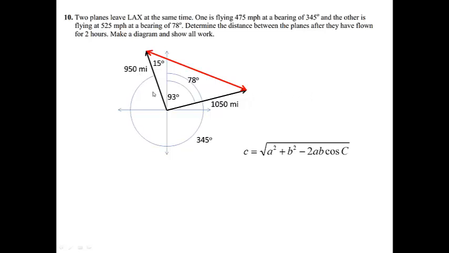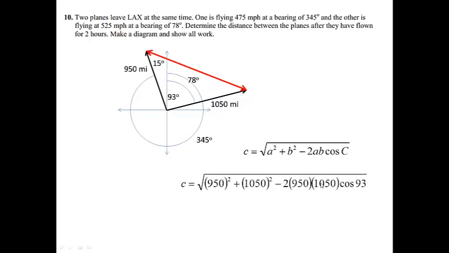Okay, we have a side angle side. We're going to use the law of cosines. So the distance I'm looking for, side c, is a squared plus b squared minus 2ab cosine of C, all under the square root. Plugging my numbers in, I get 1,452.4 miles.